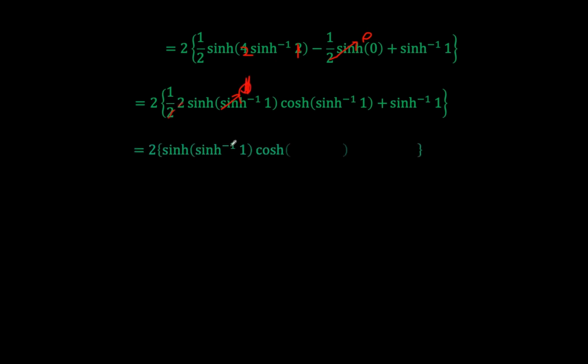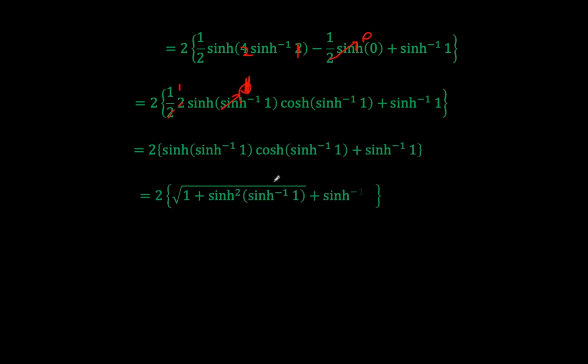So now we are left with 1 here, and then 1 here. So we are left with cosh of arc hyperbolic sine of 1, and cosh is the same as square root of 1 plus sinh squared. Then plugging this in here, we are left with 1 here, 1 squared. So it's 1 plus 1, and that is root 2.